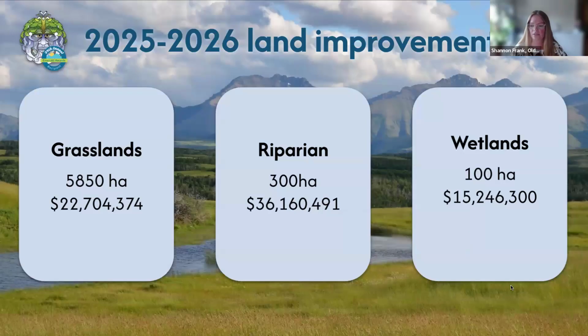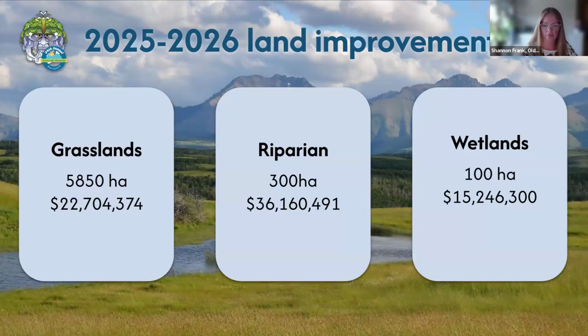The second case study that I want to share is OWC's own land improvement work. So for over 20 years, we have been doing stewardship activities on the land. And so we were able to use the calculator by looking at the land cover types where we've had impact. And so this was just last fiscal year for grasslands, riparian, and wetlands. These were the numbers that we calculated for our last fiscal year.